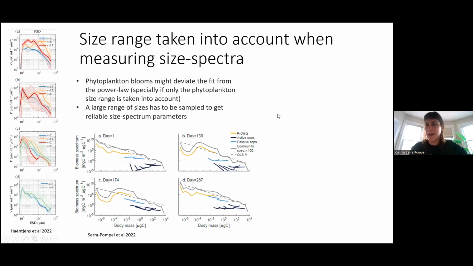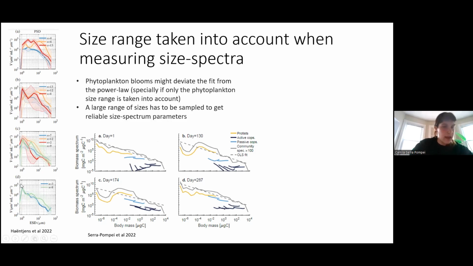And then I was hearing many times people going to the field and saying, yeah, but we measured the size spectrum and it doesn't fit the power law. I mean, if you fit only phytoplankton, which is this yellow line, I will probably get a straight line, something like this. And this is also, for example, what is shown in this study by Niels Jens, where they measured with flow cytometry and flow cytobots in 4 different locations.